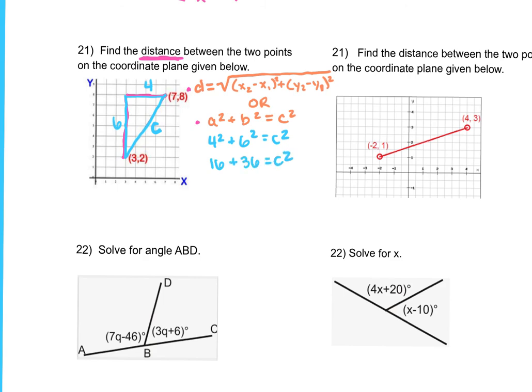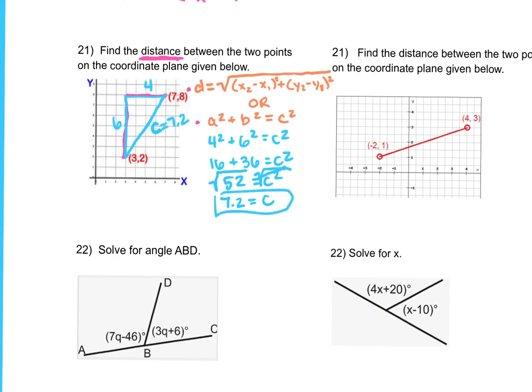And 16 plus 36 gives us 52, and that's going to equal c squared, but remember we want c, not c squared. So the opposite of squaring something is to take the square root. And what we do to one side, we have to do the other. So the square root of 52 is approximately 7.2, and that's going to cancel the square and the square root, so we're going to be left with c equals 7.2, which is that distance that we're looking for.